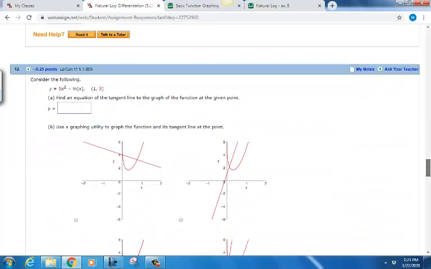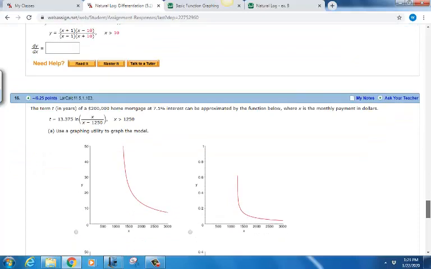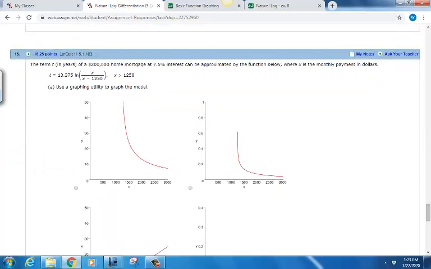All right, let's look at 16. Because this is the hardest problem, I think, in some sense. It's kind of hard to actually even read. It says the term in years, so that's how long you're going to be paying, for a $200,000 home loan, at this interest rate, 7.5%. That's given by or approximated by this function where X is the monthly payment.